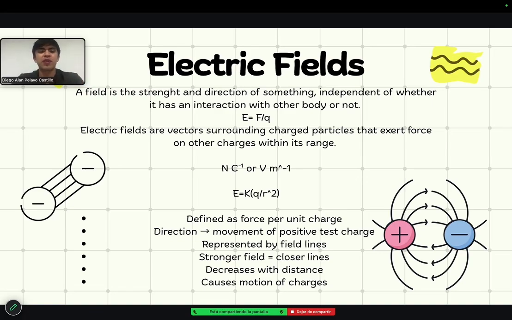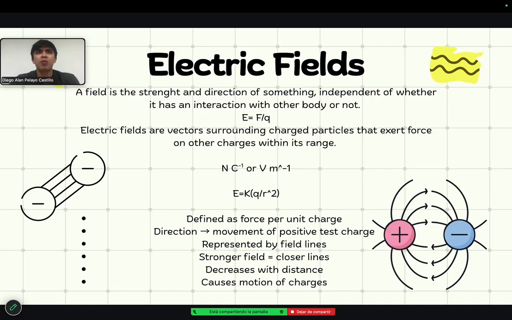So to define it, as I already mentioned with a formula, the electric field is the force per unit charge, which tells us how much force a small test charge would feel at a certain point in space.